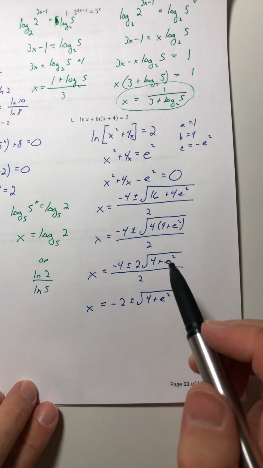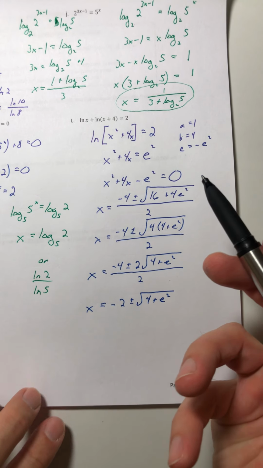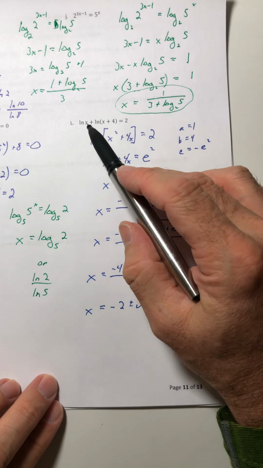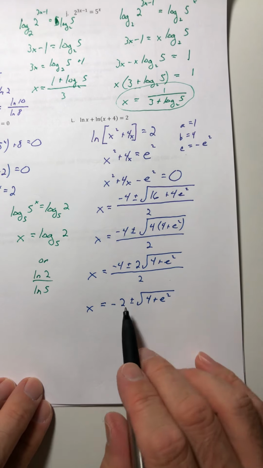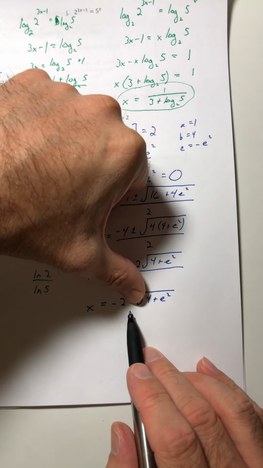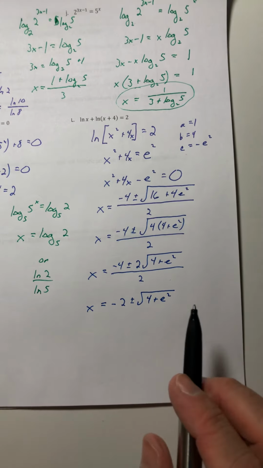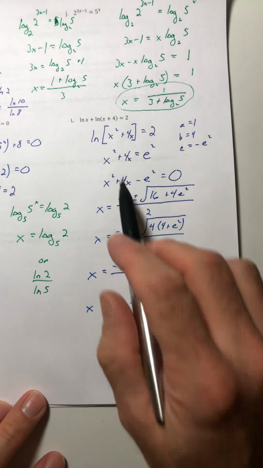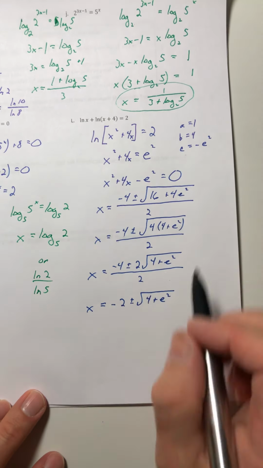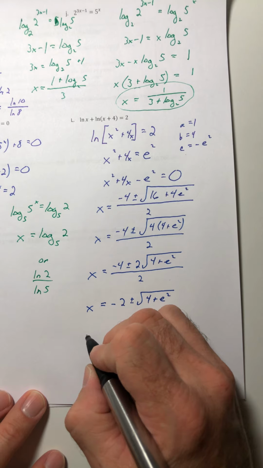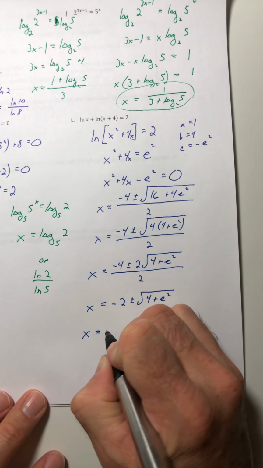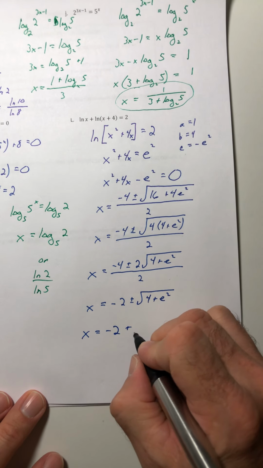And you got to check your answers to make sure that you don't get a negative inside of your log. So if it was just negative 2 minus the root, that's a negative number overall, which I can't use here. So the negative is definitely out. So now it's just a question if you can keep the positive.